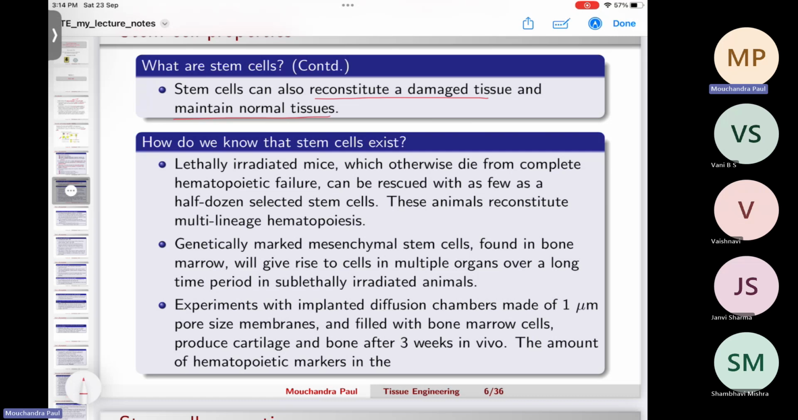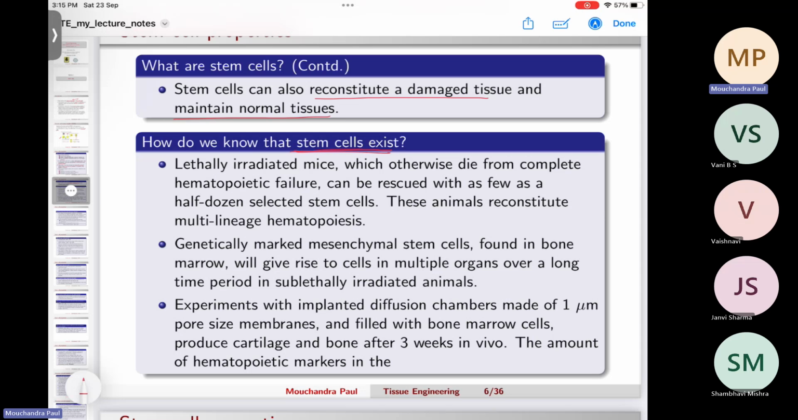Now, how do we know the stem cells exist? What kind of research in the past has led us to believe that such a cell population exists in our body? A few examples of those research are given in these 3 points.